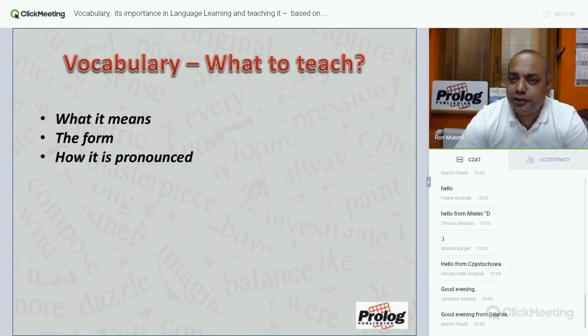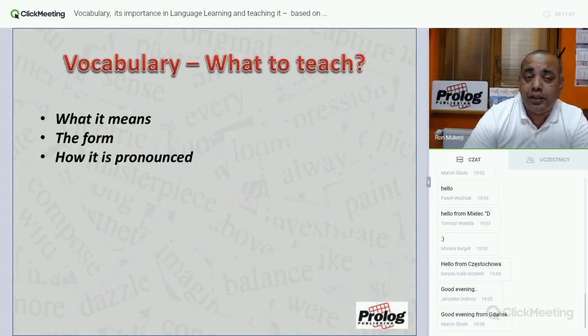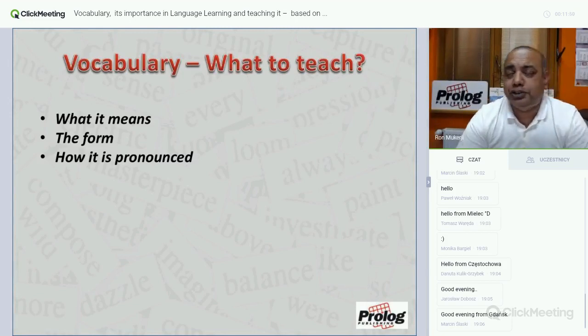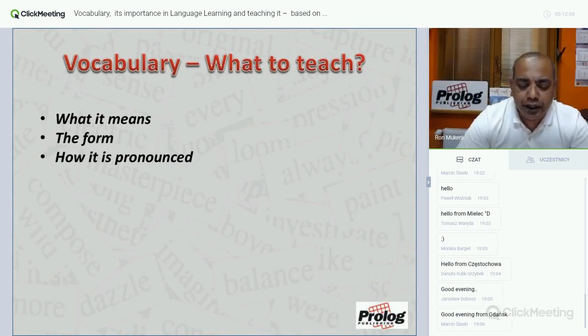The moment you introduce the word, you need to show where the stress is, which part is silent, for example, so that you don't have mistakes later with words like knowledge or know or things like that. So it is very important that when they're introduced to that vocabulary, the pronunciation is right there. Practice, drill, get it right.